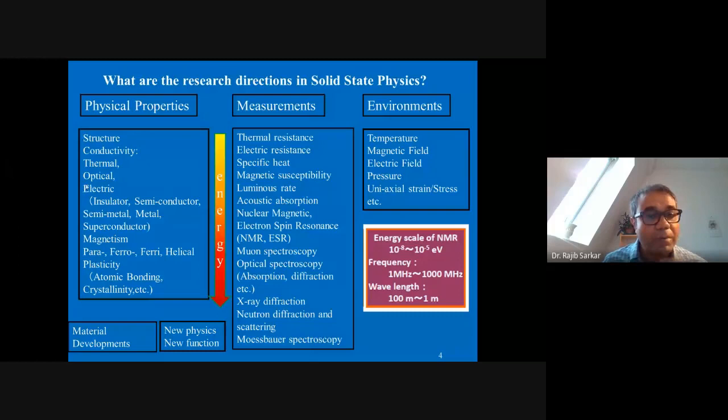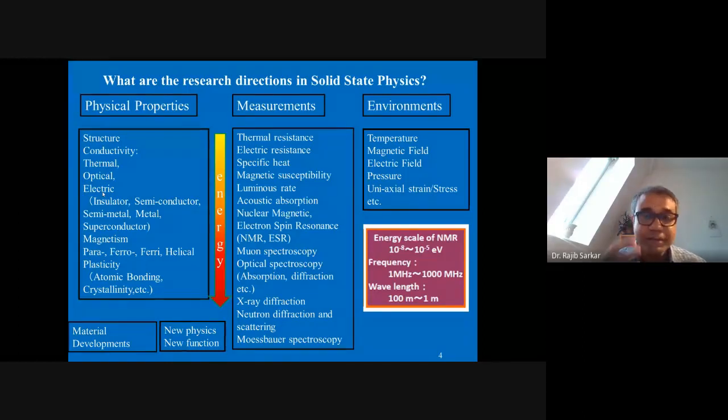So what physical properties do you measure? You measure structure, you measure conductivity: thermal conductivity, optical conductivity, and electrical conductivity, and that tells you whether the system is an insulator, semiconductor, semi-metal, metal, or superconductor. And you also get information about the magnetism: paramagnetism, ferromagnetism, ferrimagnetism, helical magnetism, and also plasticity and so on. And of course for that, you need very good material development.